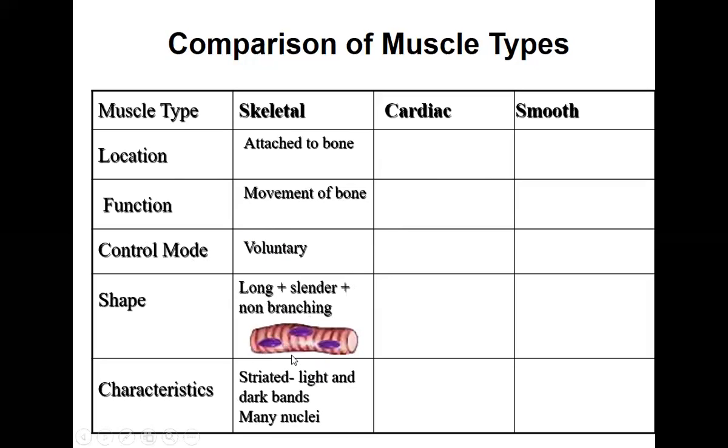Now we'll compare this skeletal muscle with the cardiac muscle. Cardiac muscle, as I said, is present only in the heart, but the skeletal muscle is present throughout the body. Wherever the bones are, the muscle attached to them is the skeletal muscle. But the cardiac muscle is present only in the heart, nowhere else. And what is the function of this cardiac muscle? It helps in the beating of the heart. The lub dub sounds come because of the movement of the cardiac muscle.